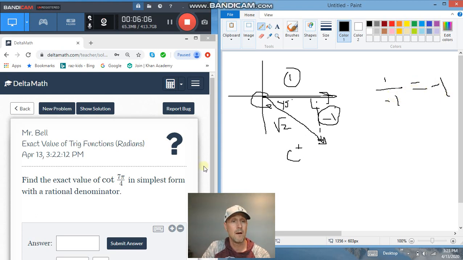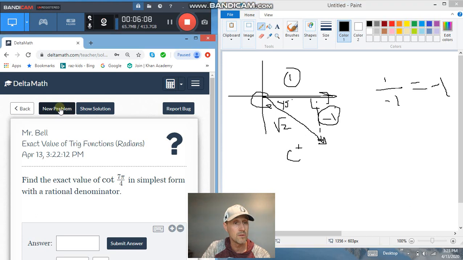All right. I do want to find one that is quadrantal. Let me see if I can find one that lands in between quadrants. I don't see one yet. I know they're in here. There we go. Cosecant of pi over 2.